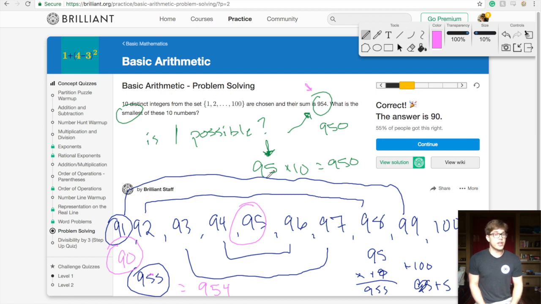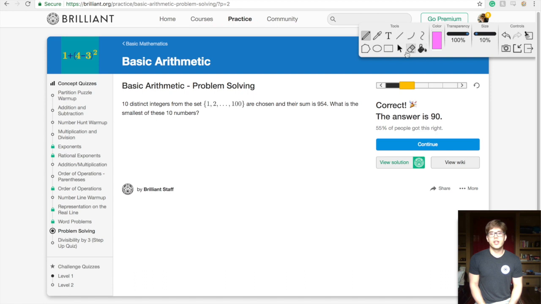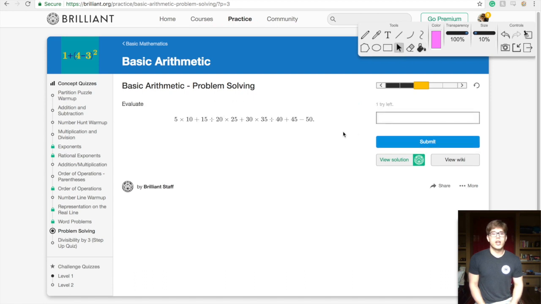So that is how I got the answer. Let's continue forward. Clear our board. All right, evaluate 5 times 10 plus 15 divided by 20 times 25 plus 30 times 35 divided by 40 plus 45 minus 50. All right, this seems interesting.